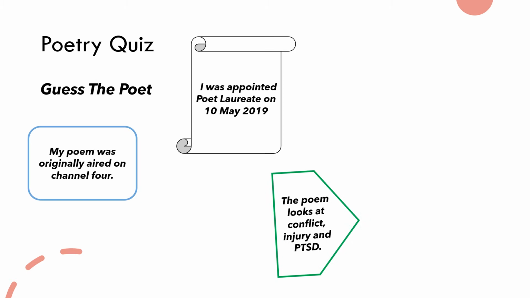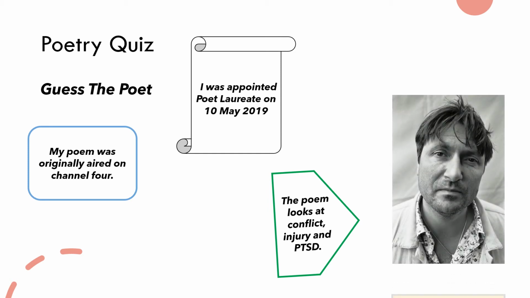Third and final clue. The poem looks at conflict, injury and PTSD. And if you're not sure what we mean by PTSD, it's an extremely important theme within this poem. It means post-traumatic stress disorder, and it is something that is often felt by people who went through serious events such as war or being attacked. So the poet in question, of course, is Simon Armitage, again a very, very important poet, one that comes up time and time again in the exams, not just in the anthology section, but also in the unseen section of the test.